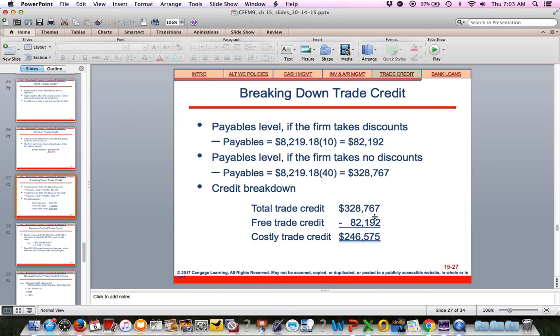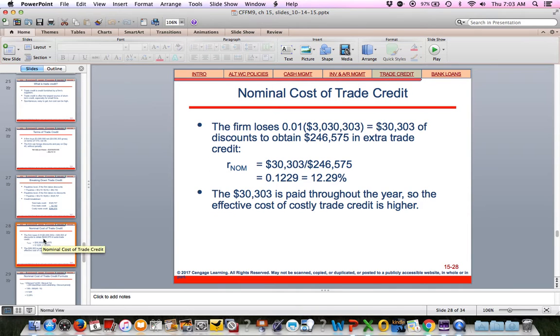So what that means is our total trade credit could be $328,767. Our free credit is $82,192, and our costly trade credit is $246,575. So basically, what's the cost of that credit? The firm loses 1%, or $30,303 of discounts, to obtain the $246,575 in extra trade credit.